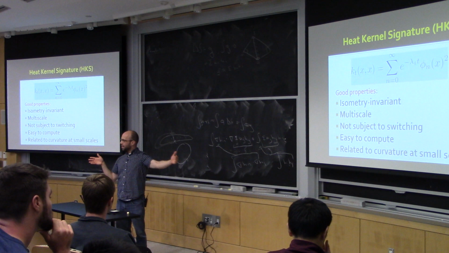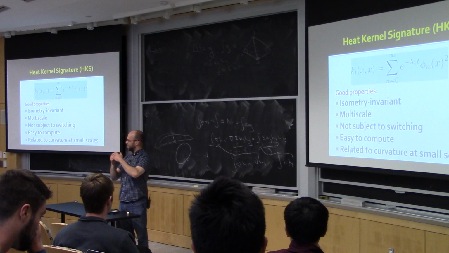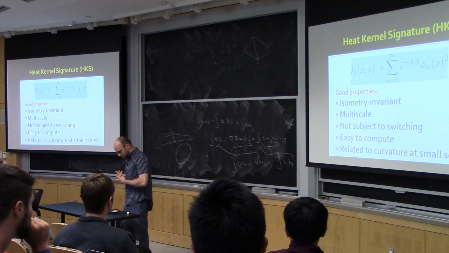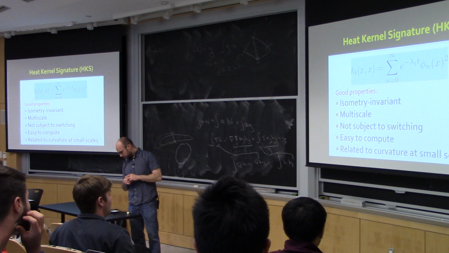And in fact, there are research papers out there on partial matching, like maybe I chop off my head and I want to match it to someone else's, but I have their whole body. I have to be a little bit careful using HKS because it can diffuse over the whole body. So maybe I just truncate it to small time. It's not subject to switching because notice now I'm taking a sum over all the eigenfunctions. So it sort of combines together similar eigenvalues, so it just doesn't matter anymore. And it's relatively easy to compute.